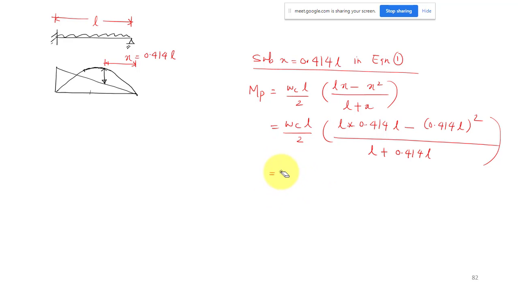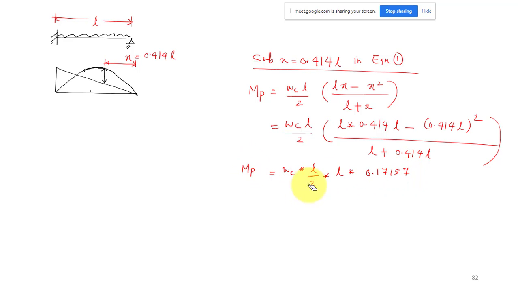So this is coming WC into L square by 2, and this total is the ratio. L square you can take common, and one L will get cancelled from here, so finally only L will be coming. So this is (0.414 minus 0.414 square) by 1.414 square. I'm getting this value 0.1716. Okay, so MB.